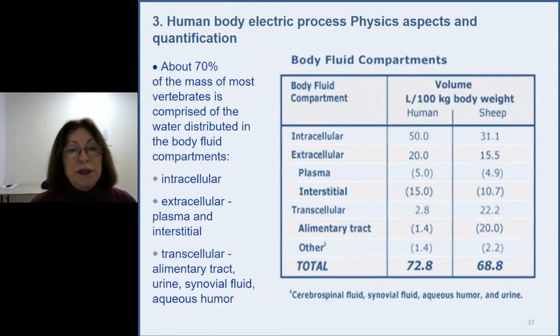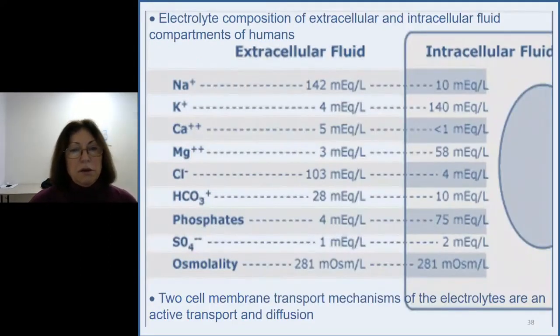Human body electric processes, physics aspects, and quantification. When we talk about human body tissues, let's start from the cell structural level. We can find there the extracellular fluid and the intracellular fluid. And look, independently of the location, any fluid in the human body is a conductor of the second type. The extracellular fluid has these concentrations of the ions, and the intracellular fluid has these concentrations of the ions.